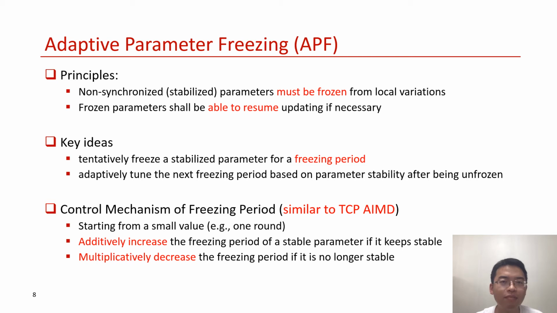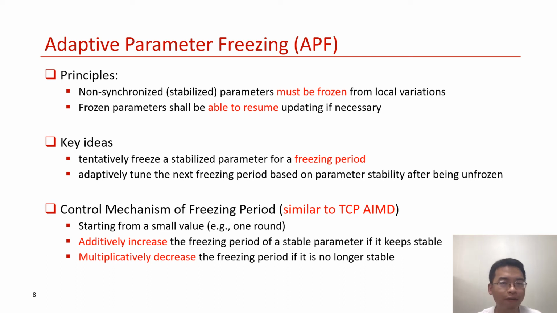To summarize, in previous explorations, we learned that non-synchronized parameters must be frozen, and those frozen parameters should be able to resume updating later. Therefore, we propose to tentatively freeze a stabilized parameter for a particular freezing period. That period is adaptively tuned based on whether that parameter is still stable after resuming regular updating. In particular, we should greatly increase the freezing length if the parameter keeps stable, and should meanwhile react timely if a stable parameter has a strong drifting tendency.